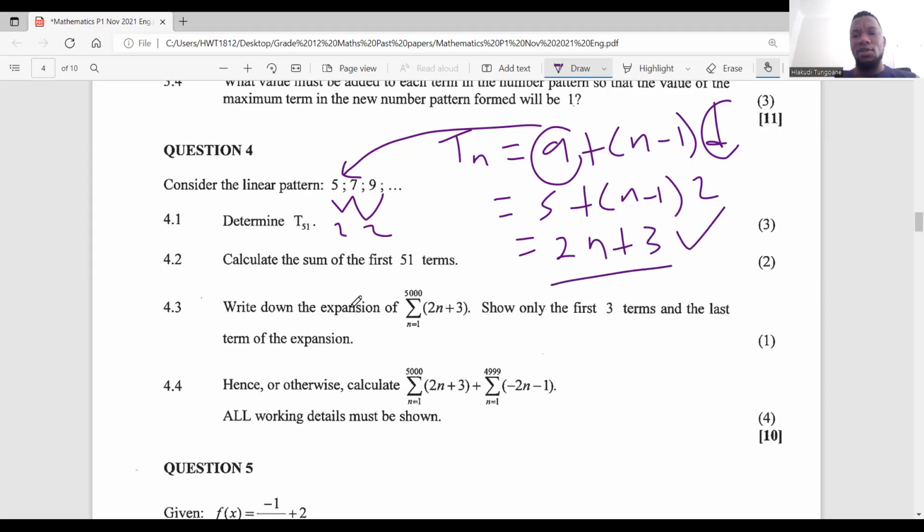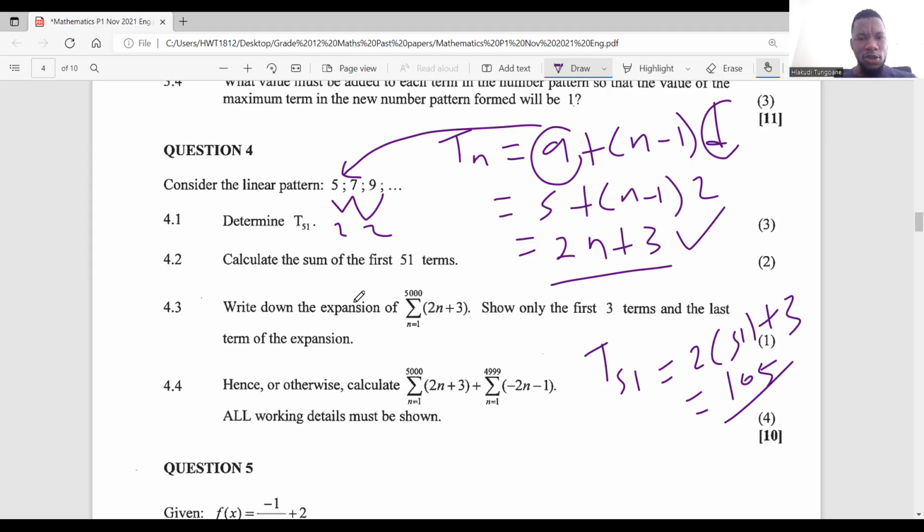That equals the Tn formula, right? So then we just need to substitute T51, which is the same as 2 times 51 plus 3. That's 102 plus 3, which is 105. So that's term number 51.